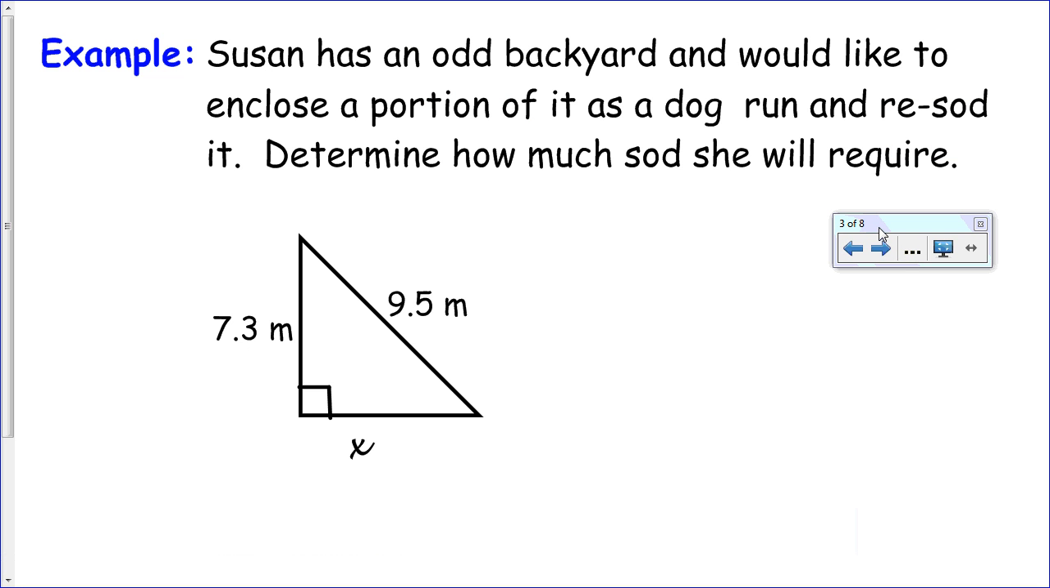Susan has an odd backyard and would like to enclose a portion of it as a dog run and re-sod it. Determine how much sod she will require. Now remember, sod is grass. Okay. Pause the video, highlight what information you need to highlight.